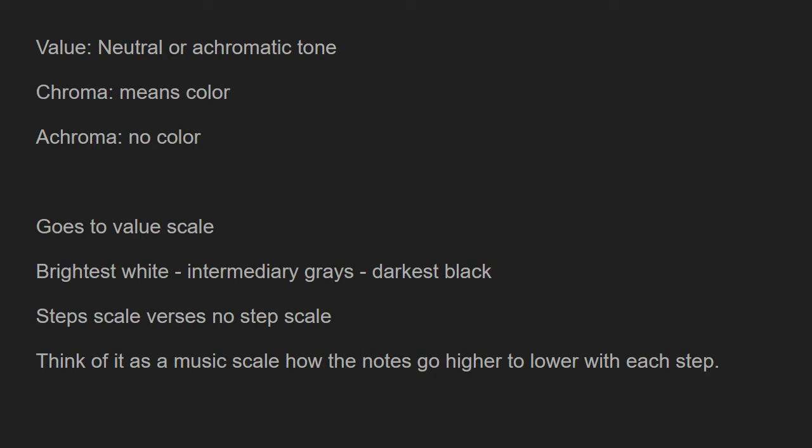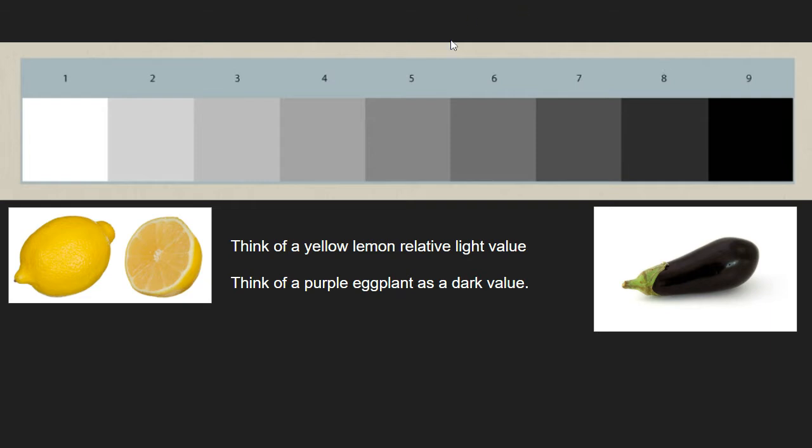We have two different types of value scales. There's a step scale and a gradation scale. A step scale looks like this right here. The step scale has a specific square for each value. Okay, so notice how number 2 is the same value for the whole entire square. A gradation is kind of like an ombre effect where it softly changes or transitions from one value to another.